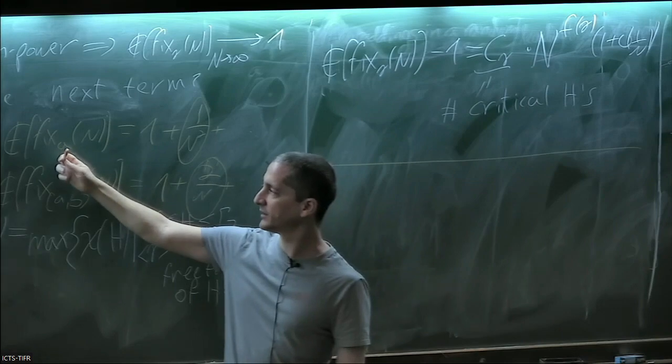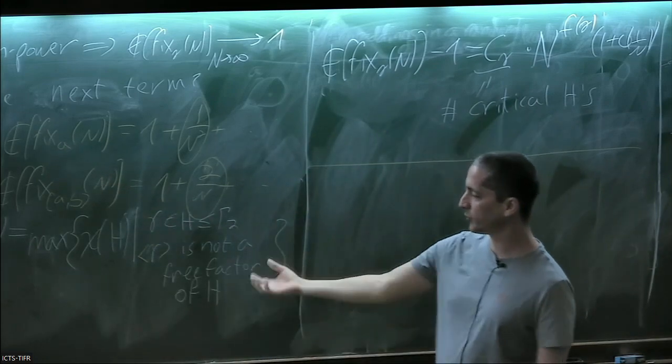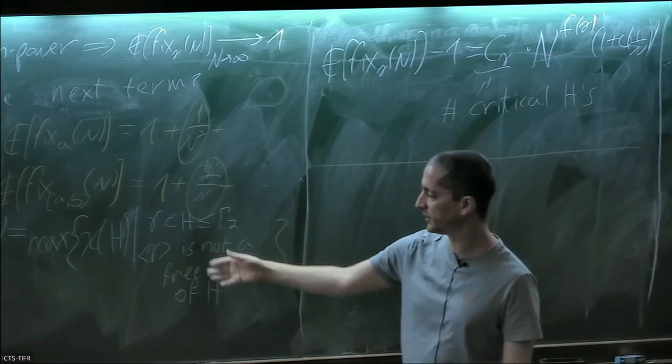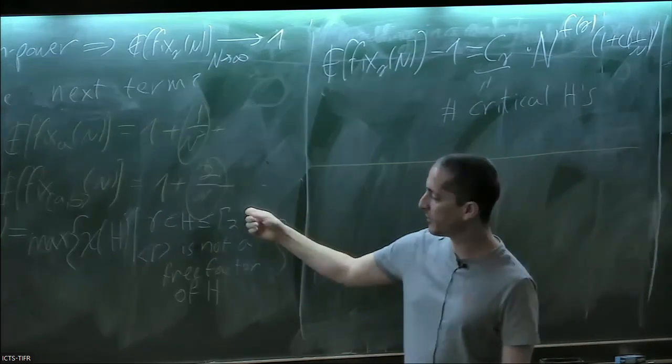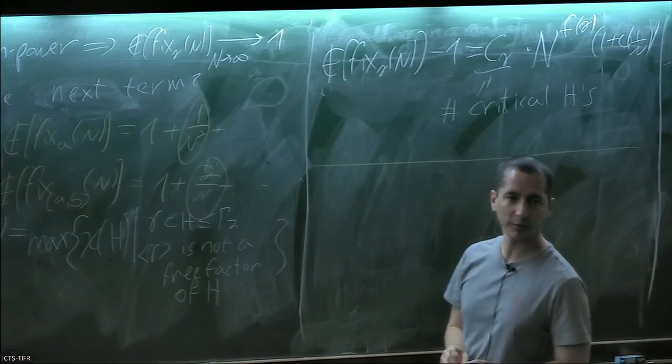So let's look at the element A. Now I'm looking for subgroups of gamma 2 where A is not a free factor. So what kind of subgroups can I take?